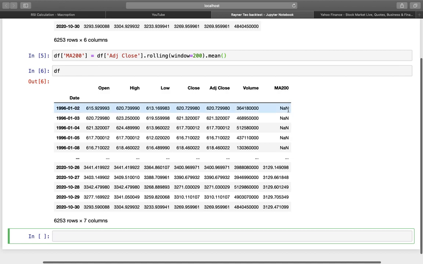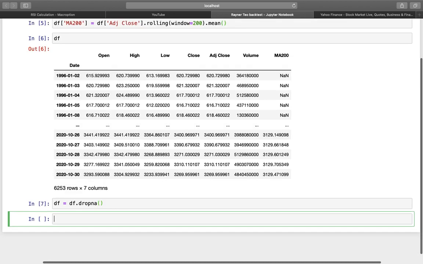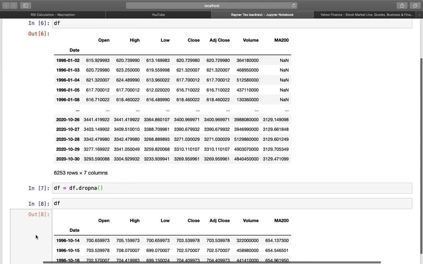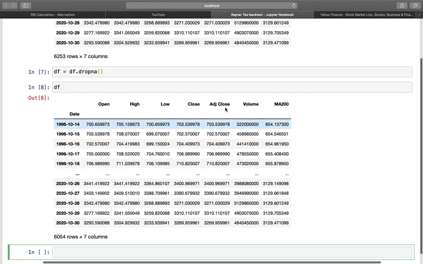As you see, we are getting NaN values here for the first 200 entries. We can just drop them by assigning df to df.dropna and get rid of NaN entries. So let's take a look again. Now as you see here, we have the MA200 column without NaN values.